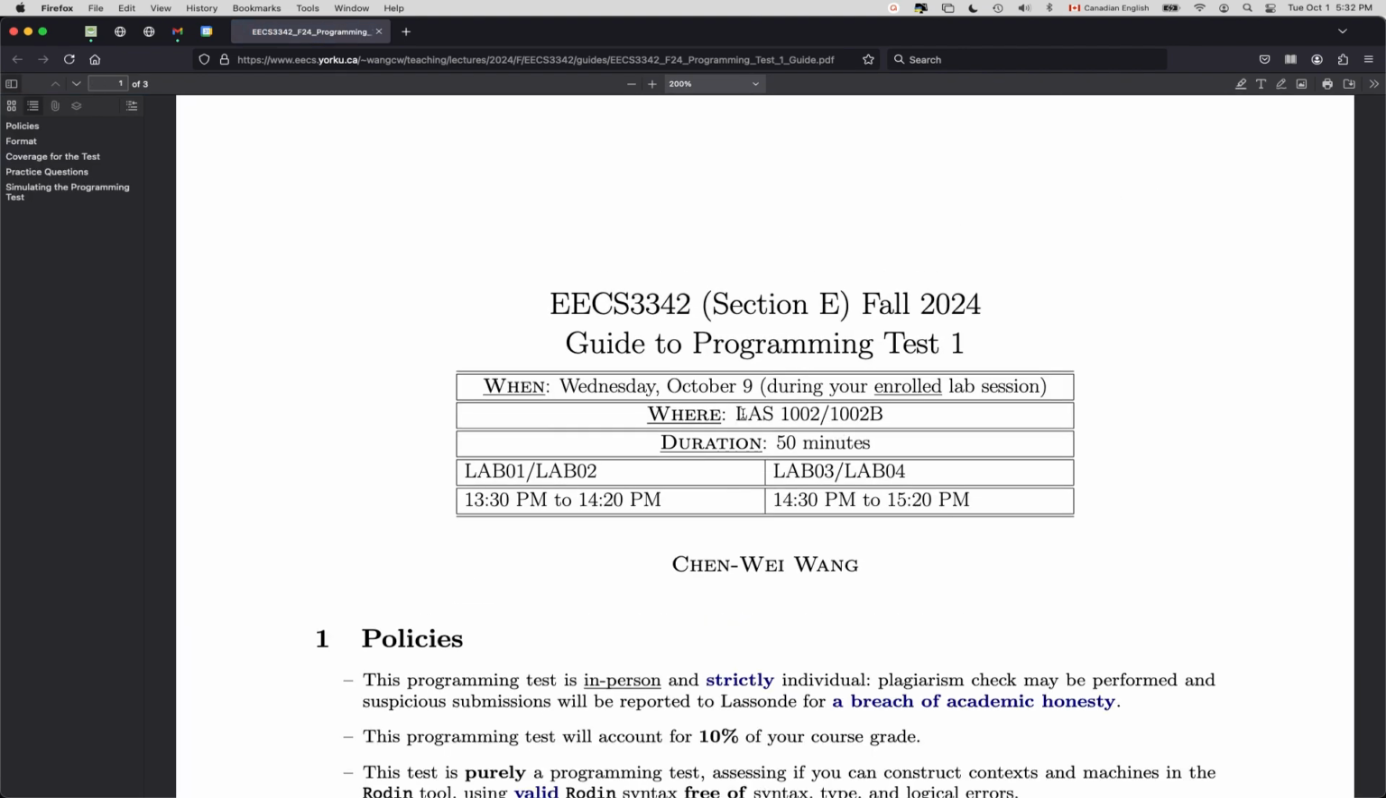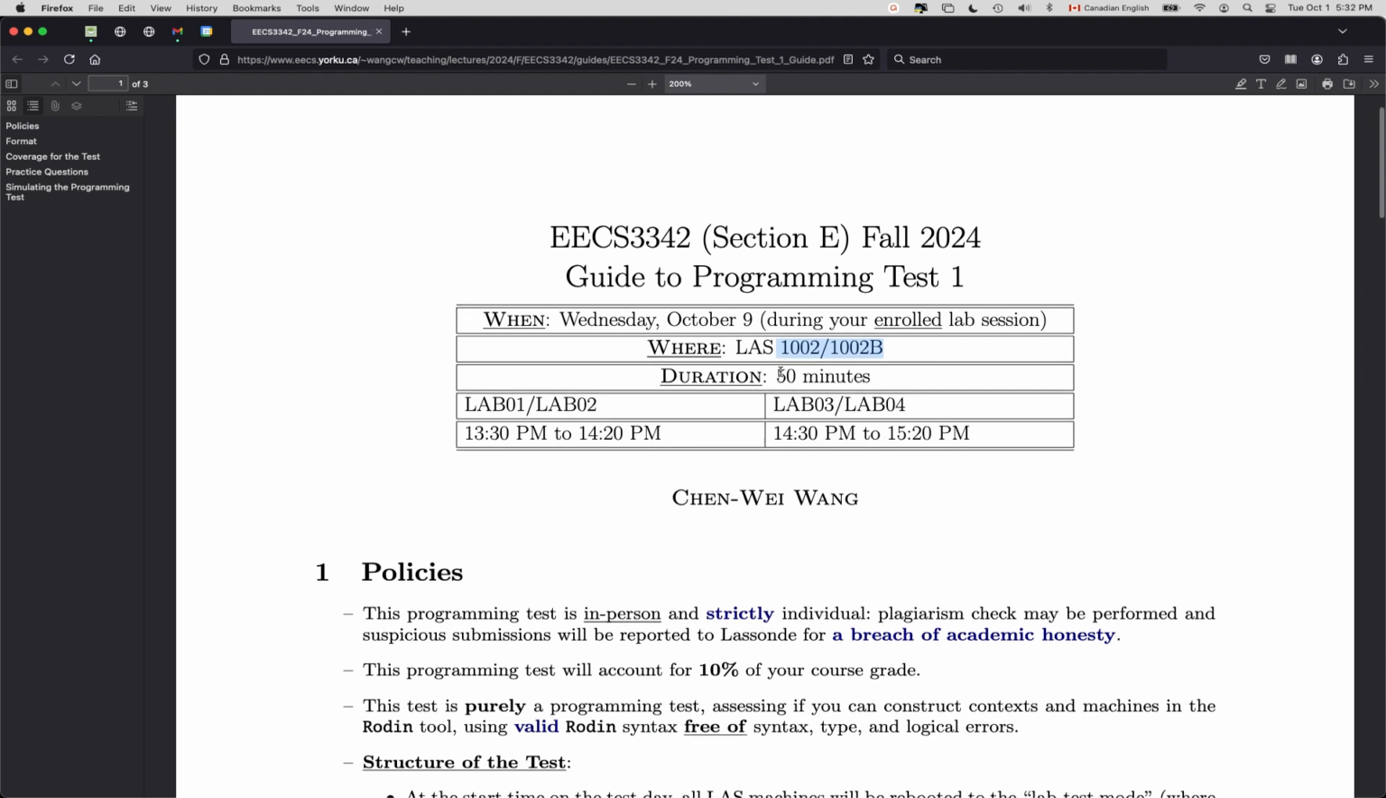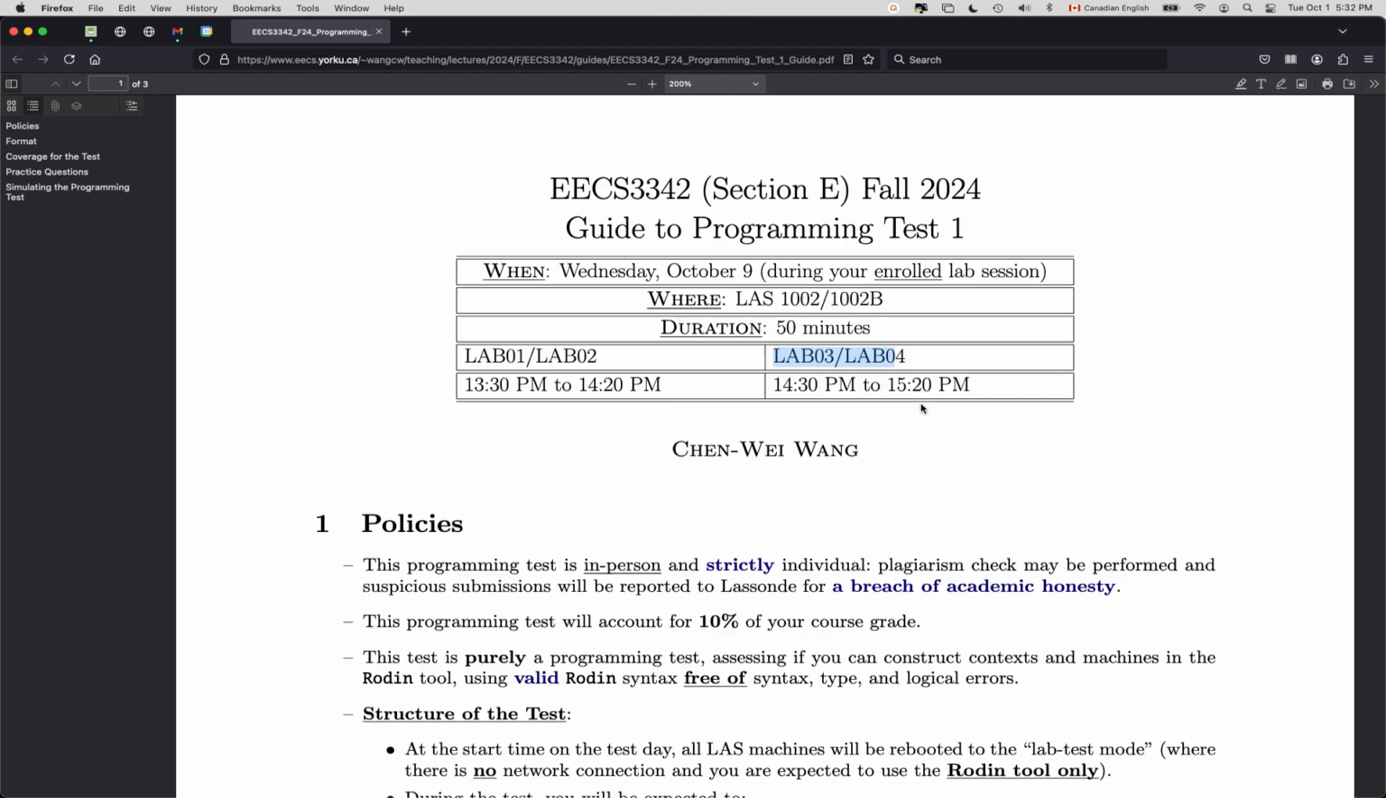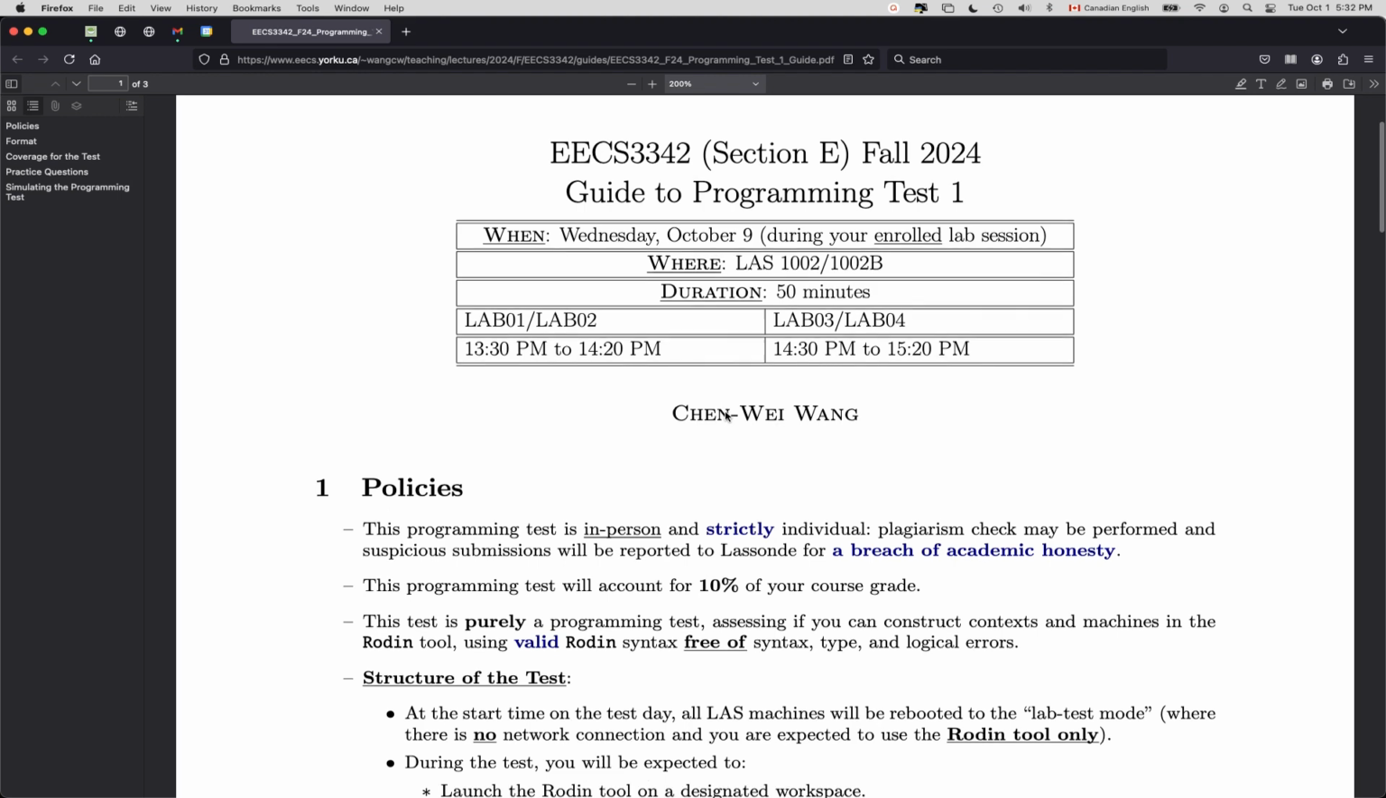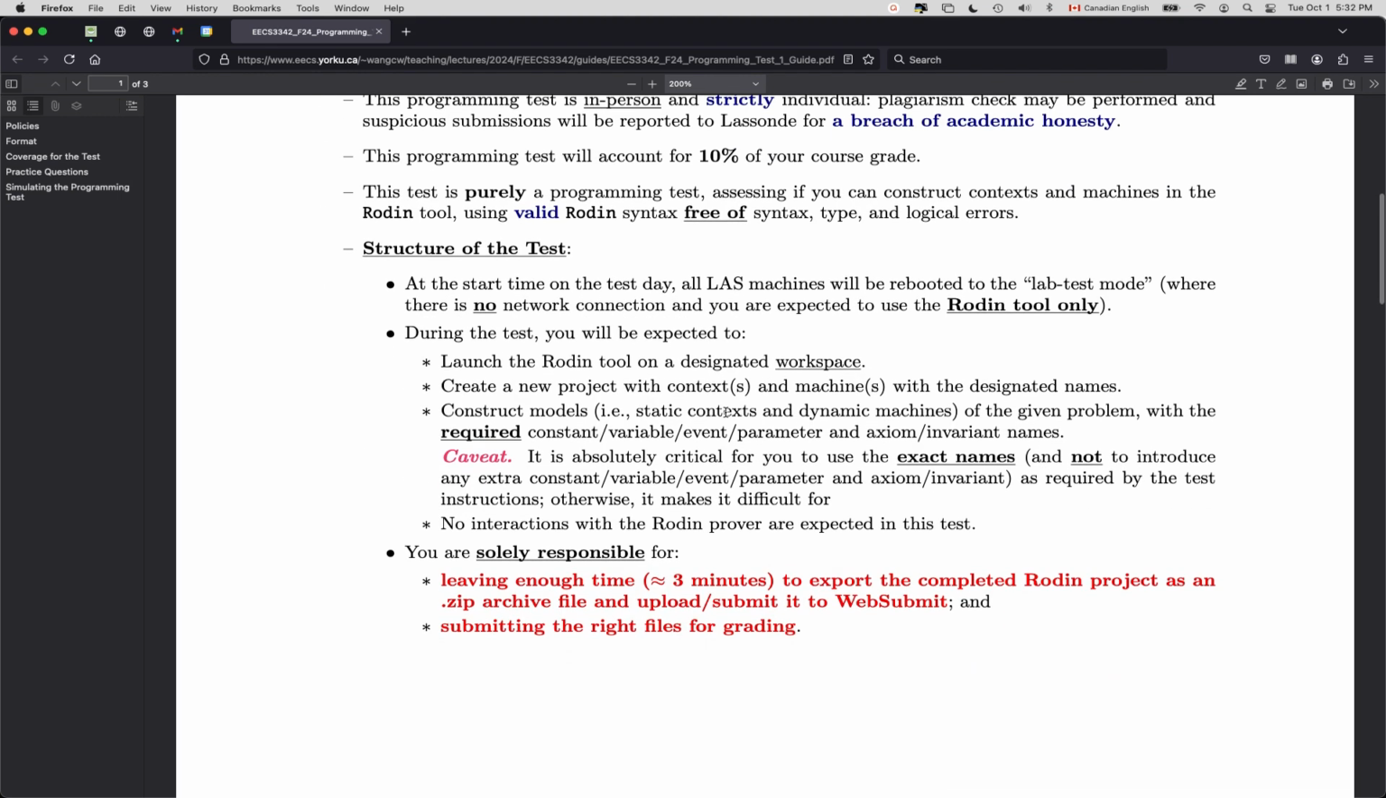Right? So it's going to be next Wednesday, October 9th. It will be during your enrolled section there, and you should know the venue, the building. You will be given 50 minutes, and then it's back to back, so that's kind of the hardest I can push for now. Make sure you go to the right section there. And then there will be some rules that you want to follow, and about the structure of the test.